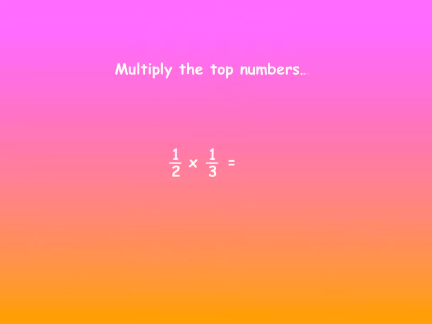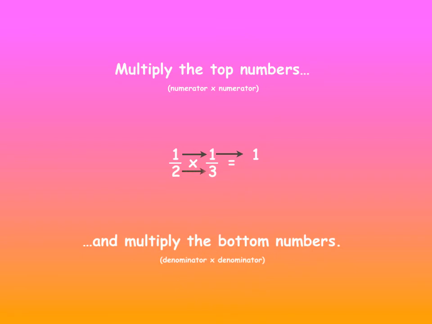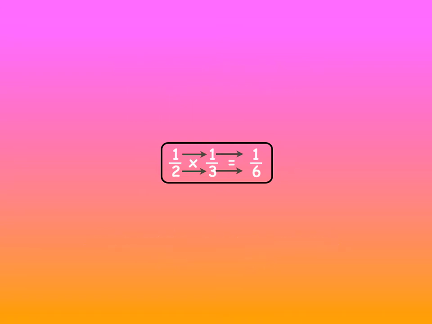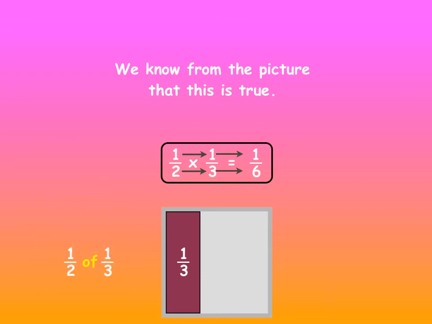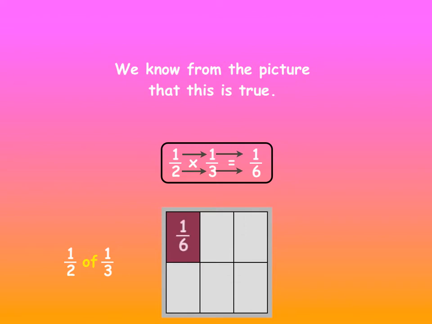Now we multiply the top numbers, that's the numerators. Then we multiply the denominators. 1/6. 1/2 times 1/3 is 1/6, and we know from the picture that this is also true. Here's 1/2 of 1/3. 1/6.